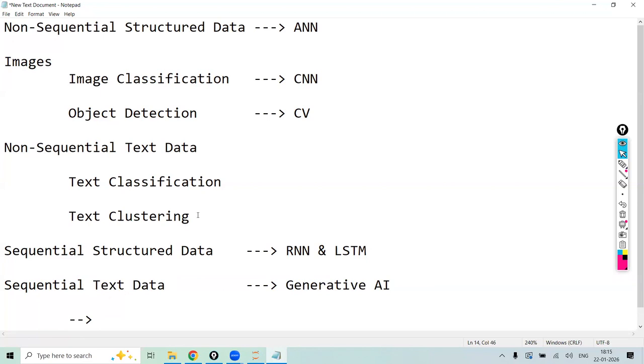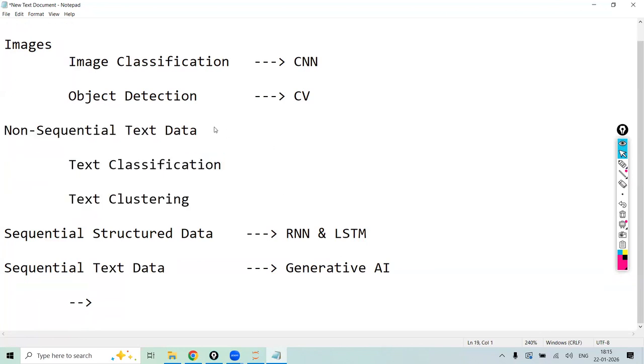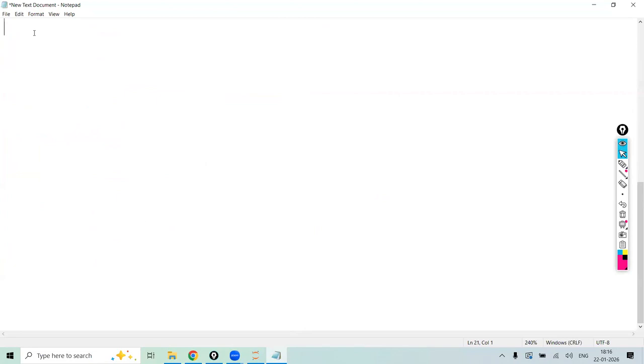Right now, coming to the non-sequential text data: how to handle non-sequential text data, where the order of the text is not important. How we are going to work on this is what we call NLP, natural language processing. So in today's class, we are going to start with NLP. NLP means natural language processing.